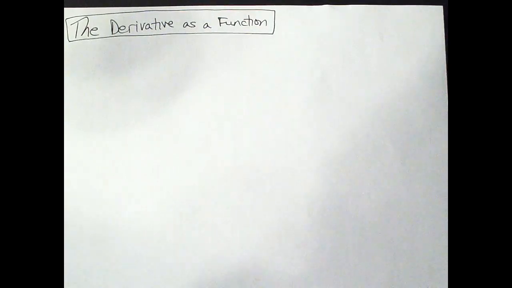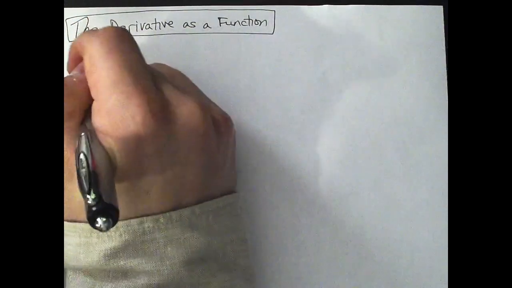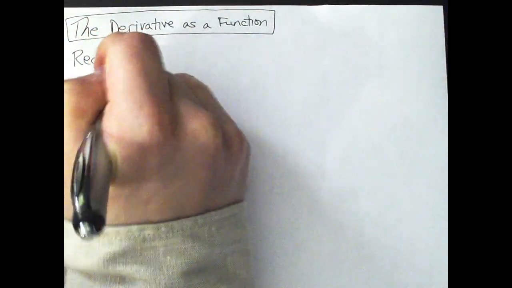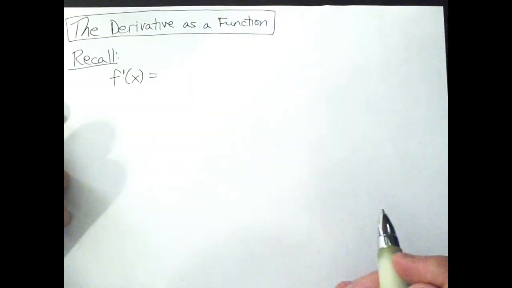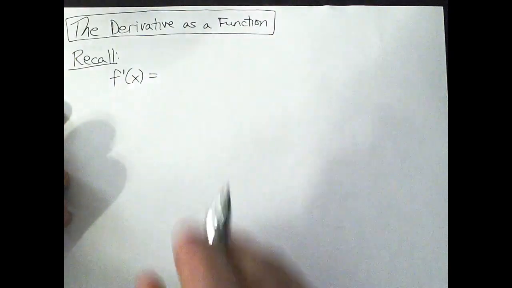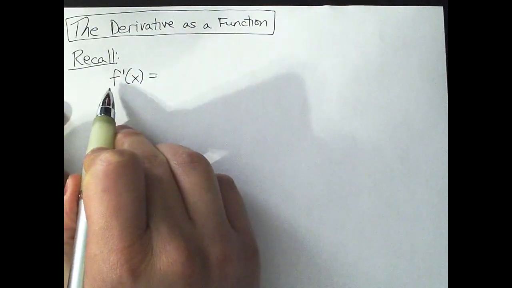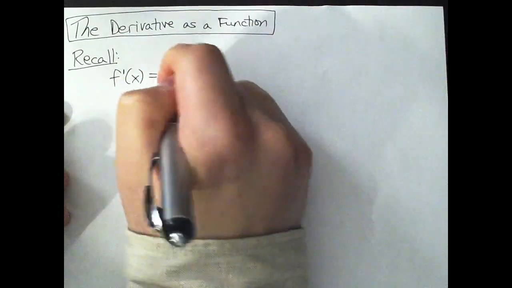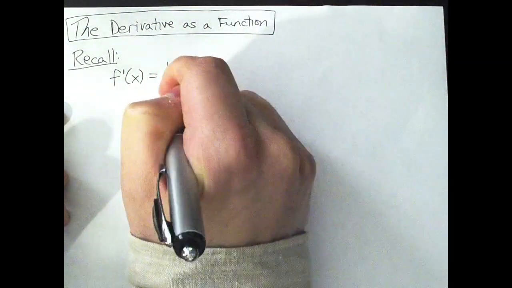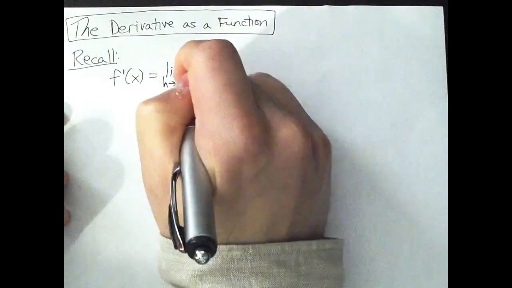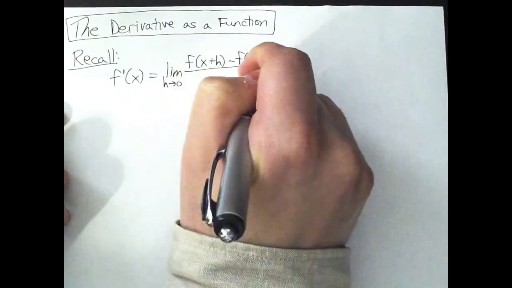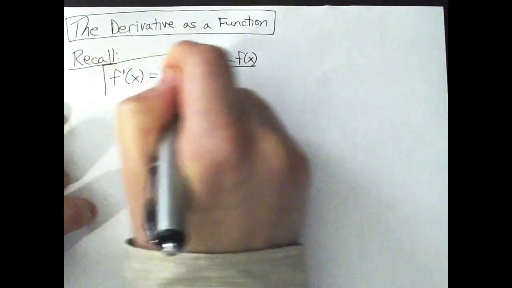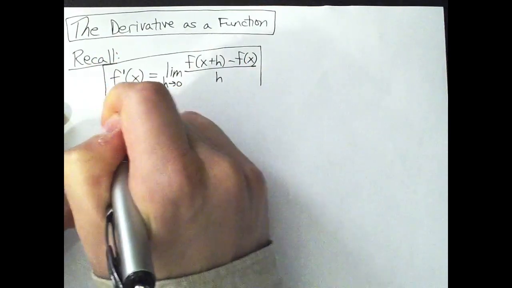This section is called the derivative as a function. I want to remind you what we did last time: we arrived at this formula. I'm not repeating the entire definition, but we said that the derivative of f at x is denoted in this way. We pronounce this f prime, and it has a formula that you're going to need to know. It's the limit as h goes to 0 of f of x plus h minus f of x, all of that over h. We're going to use this a lot today.